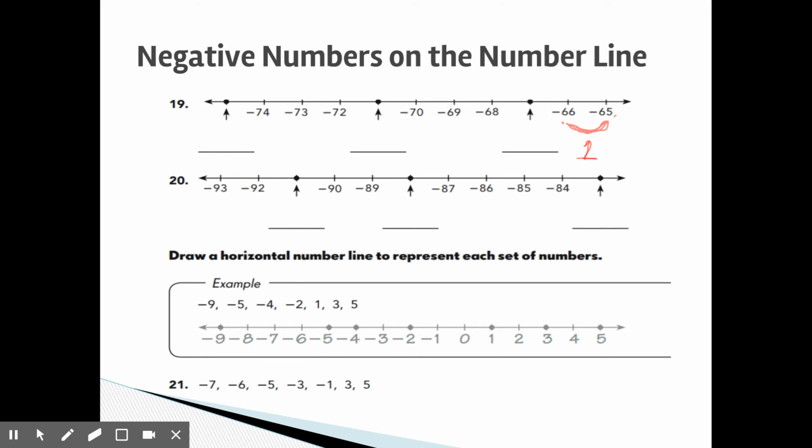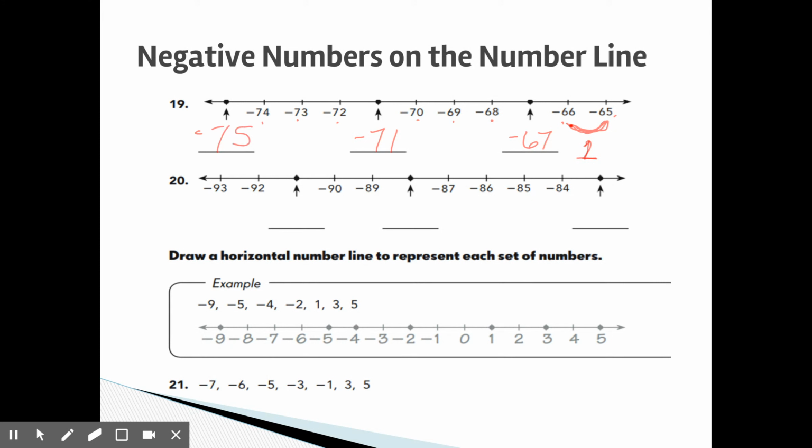So negative 65, negative 66, negative 67, negative 68, negative 69, negative 70, negative 71, negative 72, negative 73, negative 74, negative 75.